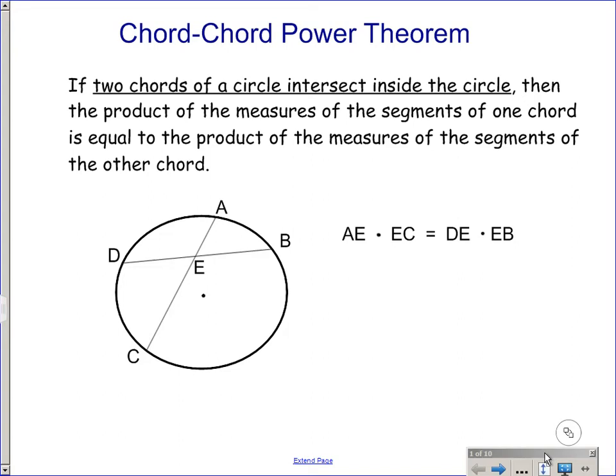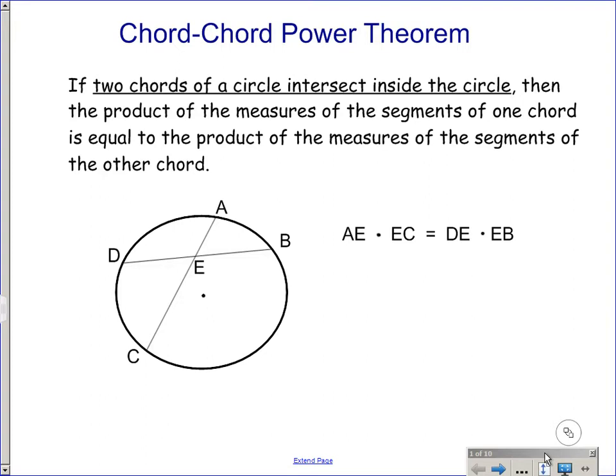Hello and welcome to section 10.7. In 10.7 what we're going to be doing is solving for segments of chords and secants and tangents for circles. So we're not looking at angles, but we're looking at the segments. The first segment we're going to deal with is the chord power theorem, so we'll be dealing with chords.